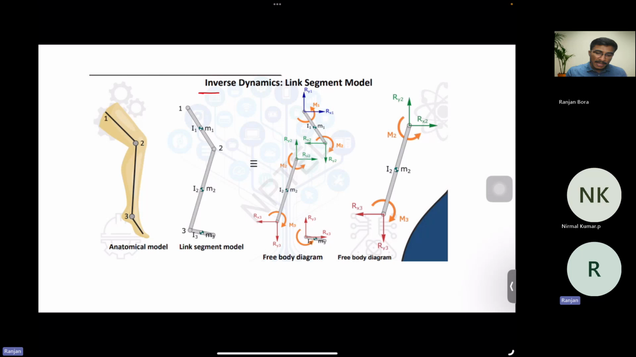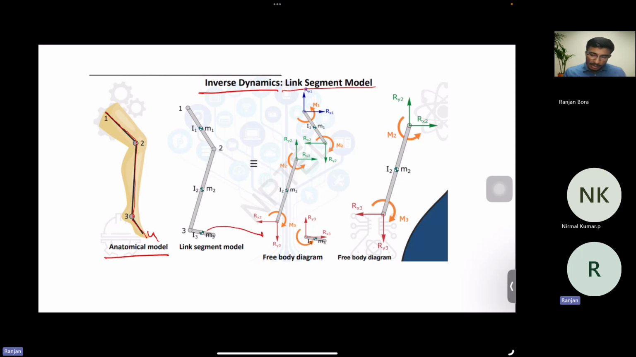So this is the inverse dynamics method, like the link segment model. In the inverse dynamics method, we represent each bone using some link. You can see this is the anatomical model. Here the femur is represented using link 1, 2, then the tibia is represented using link 2, 3, and the foot is represented using link 3, 4. Now we can separate these links, and we have separated this foot from the ankle joint.